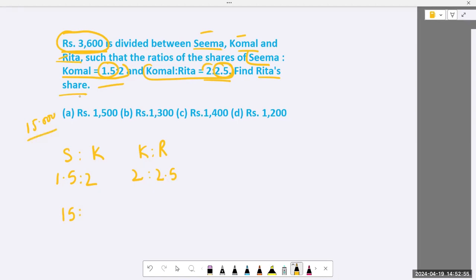And here, since we're multiplying 1.5 by 10, we also need to multiply 2 by 10, which becomes 20. So the ratio of Seema to Komal's share is 15 ratio 20. And the shares of Komal to Rita is 2 ratio 2.5. Again, we need to multiply 2.5 by 10 so that it becomes 25. So we'll get 25 here.